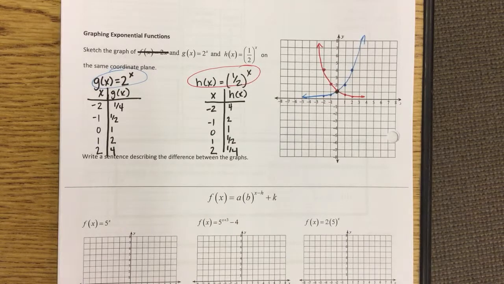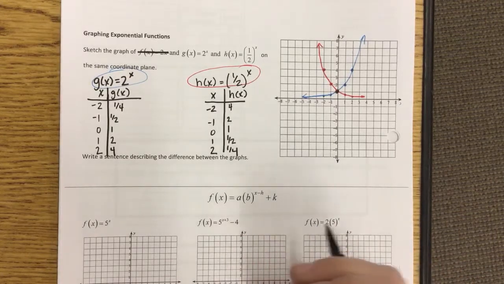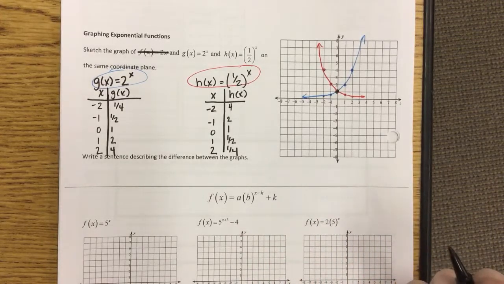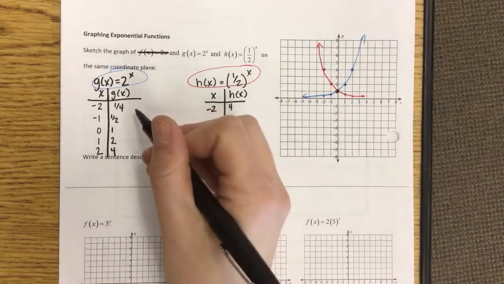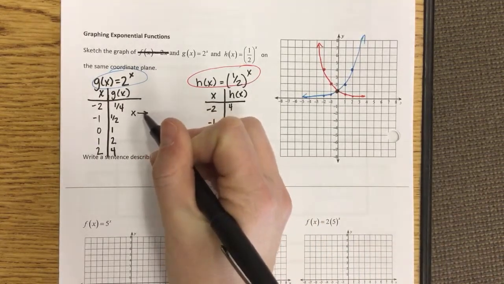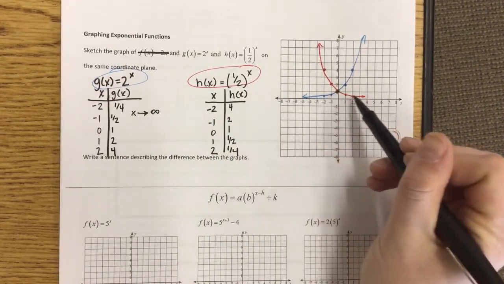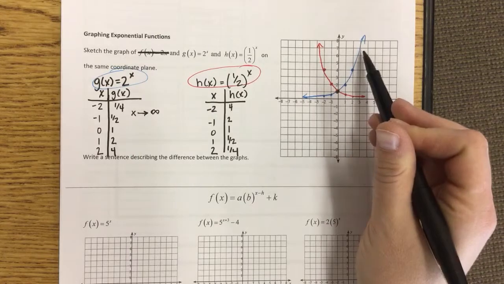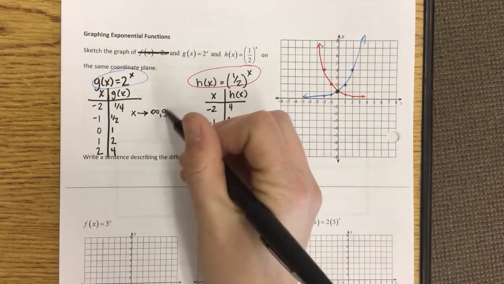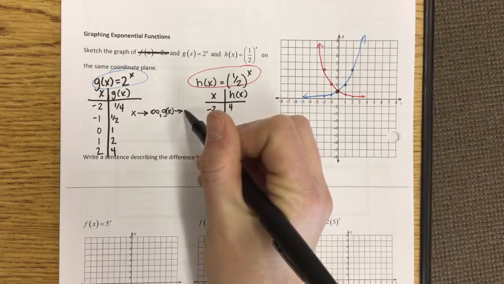But what you guys hopefully will see is what is different about them is what they are approaching as x is going to negative infinity or to positive infinity. So if we take a look at g of x, as x is approaching positive infinity here, as my x's are getting greater, g of x is getting greater. And that's going towards infinity as well.